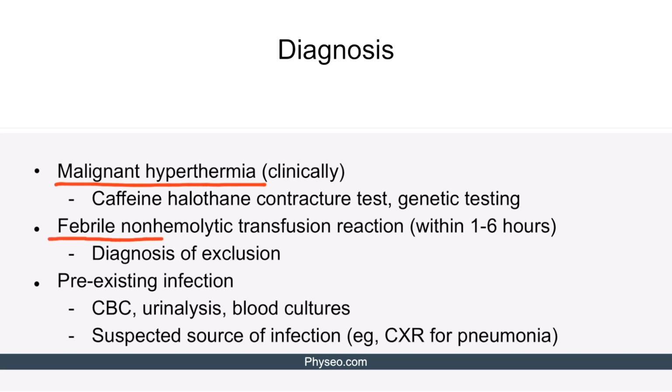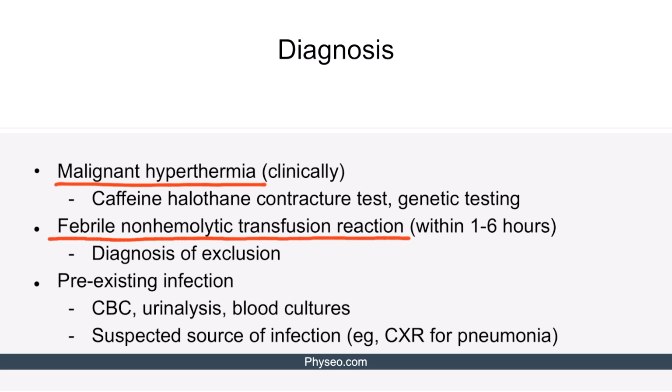In febrile non-hemolytic transfusion reaction, fever and chills typically begin within 1 to 6 hours after the transfusion ends, and that really is a diagnosis of exclusion. So you're trying to think about these other causes of postoperative fever. So you're thinking infections. You're of course going to think about malignant hyperthermia. And again, you'd really only suspect that if the patient was given succinylcholine. But then once you've ruled that out, then you can start thinking, okay, maybe it was a transfusion reaction.